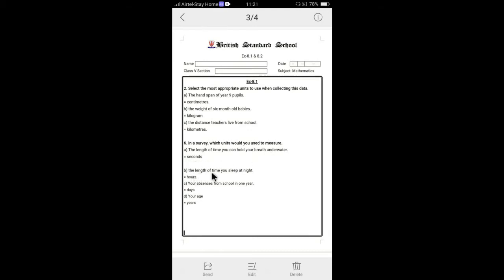B. The length of time you sleep at night. Usually 5 hours, 6 hours, 7 hours. It depends on the hour. So the appropriate one is hour. Your absence from school in 1 year. Usually very few days you are absent, not many months, so days is going to be the appropriate one. Your age, obviously years. We're not talking about months or hours, just age. Let's see the next exercise.